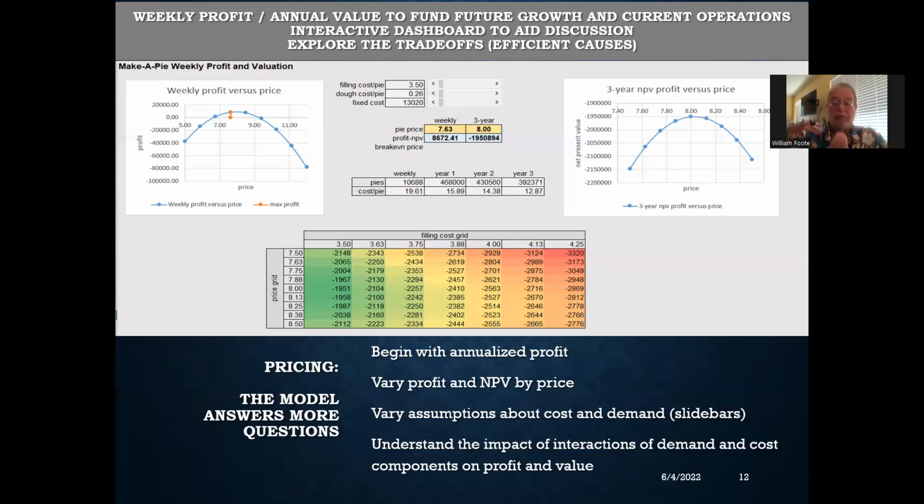The choice is on the left. That's the decision. Which one are you going to choose? Which one is better? Well, the best price is the one that loses the least in this particular case over the 3-year period. And we can see what that best price is relative to changes in those filling costs, which will change over time.